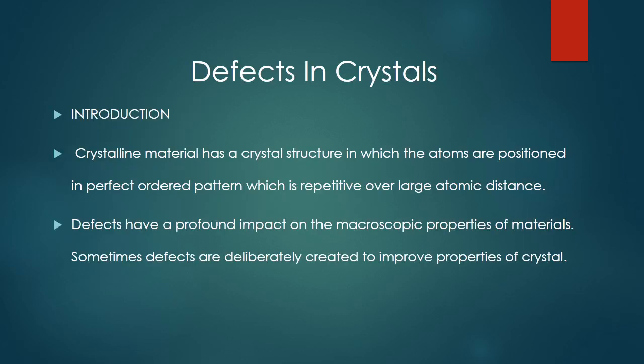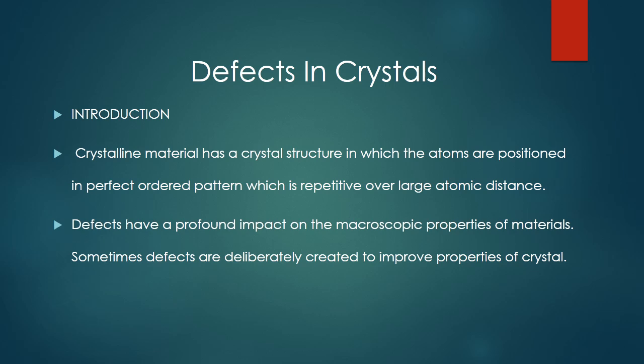Today we are going to discuss about the defects in crystal. As we already know, a crystal is defined as a material which is ordered in a perfect pattern in a repetitive manner. As we know, the crystal is a periodic arrangement of atoms in a similar fashion.